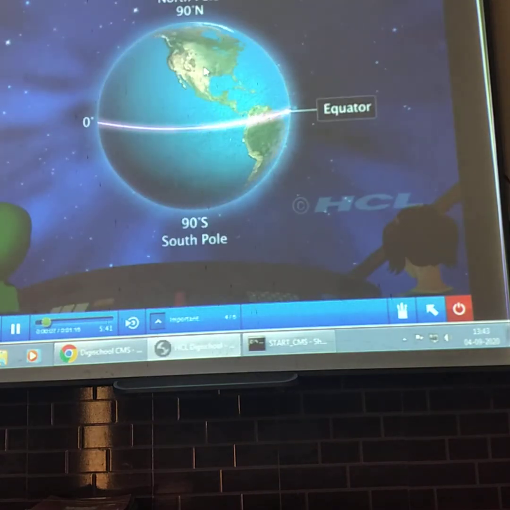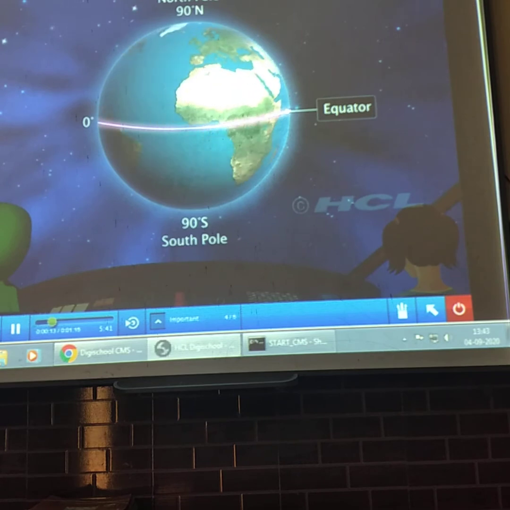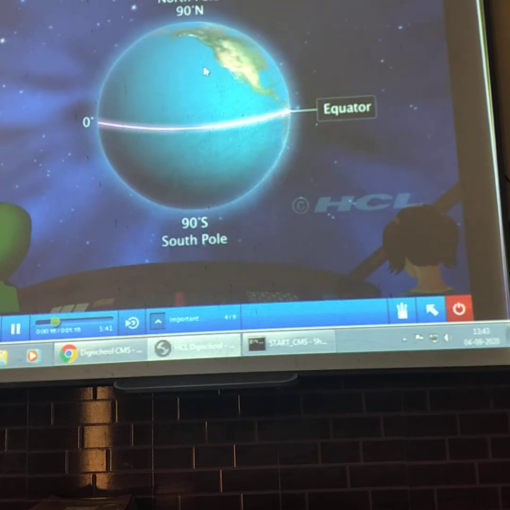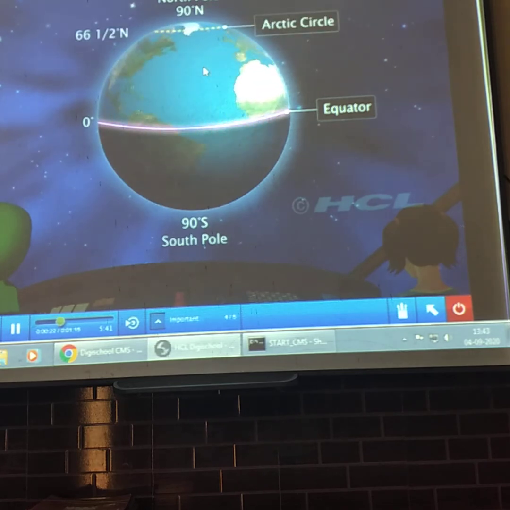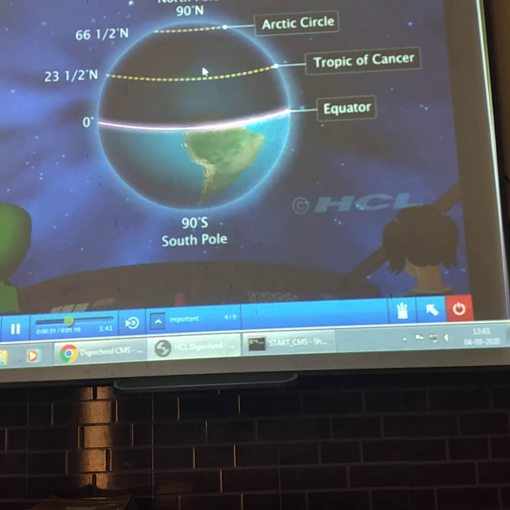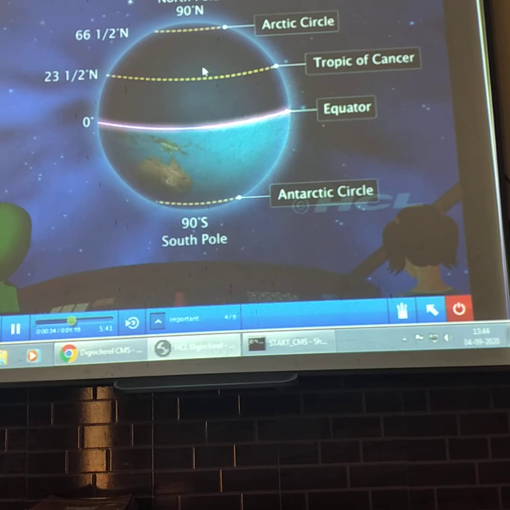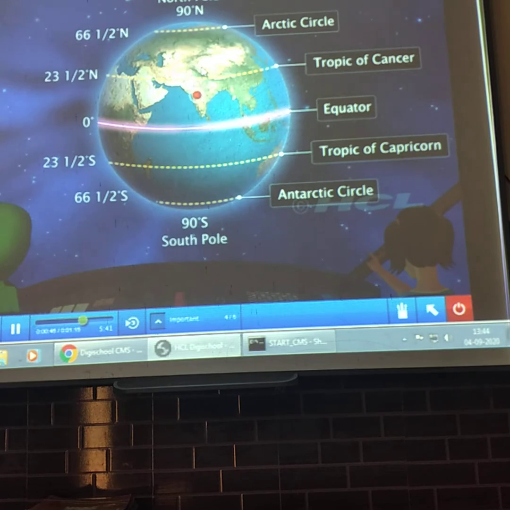Does each parallel of latitude have a name? Not all. Only some major latitudes have names. In the northern hemisphere, the Arctic Circle lies at 66.5 degrees north, while the Tropic of Cancer lies at 23.5 degrees north. Similarly, in the southern hemisphere, the Antarctic Circle lies at 66.5 degrees south, while the Tropic of Capricorn lies at 23.5 degrees south. Which means I live between the equator and the Tropic of Cancer, right? You're right.